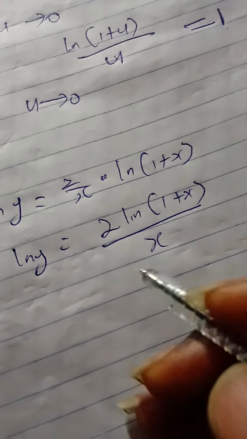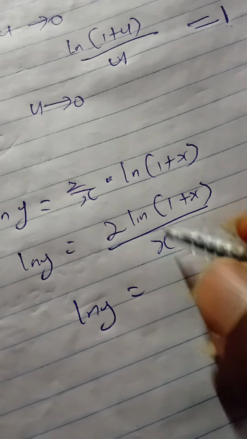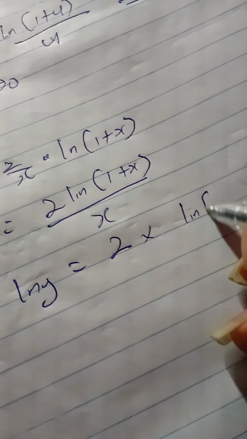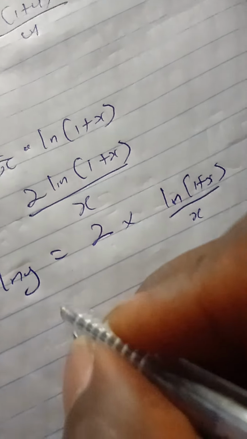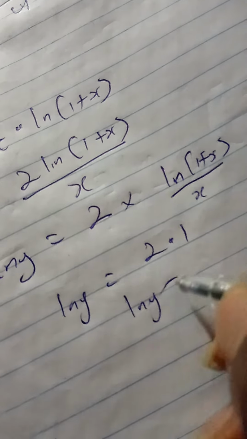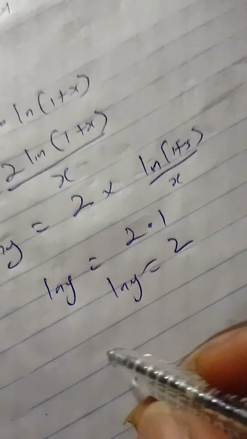So that means ln(1 + u) over u equals 1. So we can conclude that ln y equals 2 times 1. 2 times ln(1 + x) over x. So ln y equals 2 times 1, so ln y equals 2. So how do we remove the ln? We take the exponent of both sides.